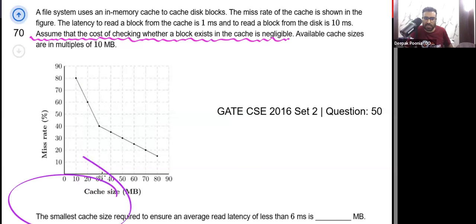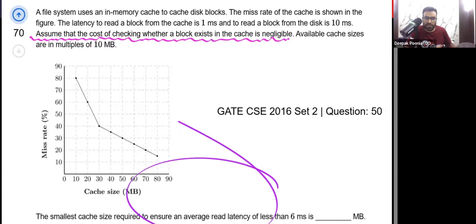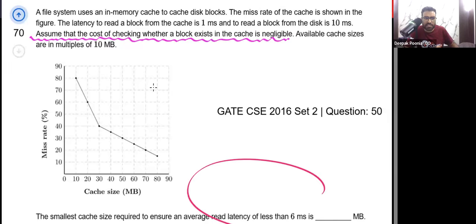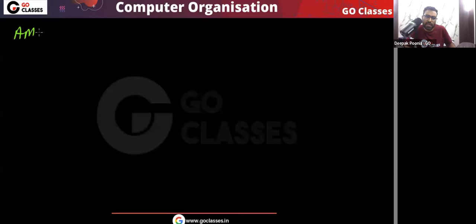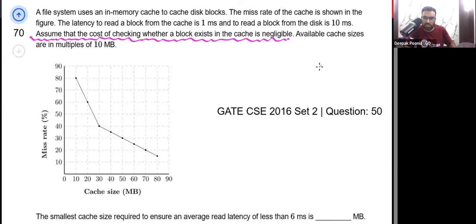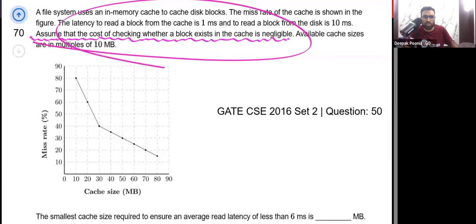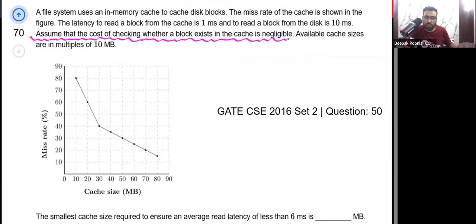The question asks for the smallest cache memory size required to ensure that the average read latency, the average memory access time to read, is less than 6 milliseconds. So what will be the answer? Let's write the average memory access time formula, AMAT. Remember, there is only a read operation in this question. There is no information about the write operation. The question is asking only for the read latency, and the details are also given for the read operation. So you don't have to worry about read or write, because here the operation is only read. Now let's solve this question.